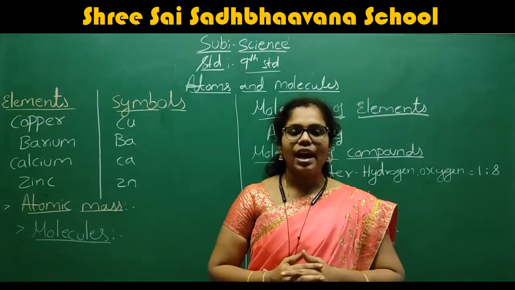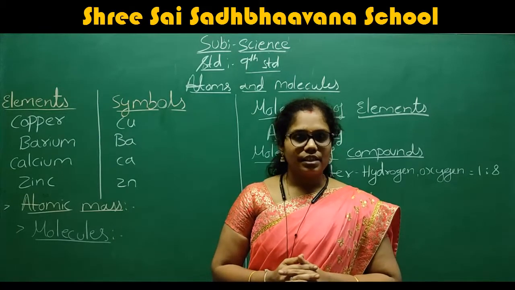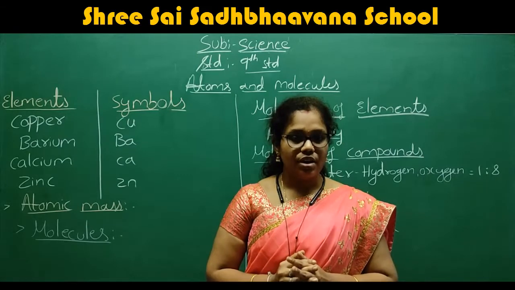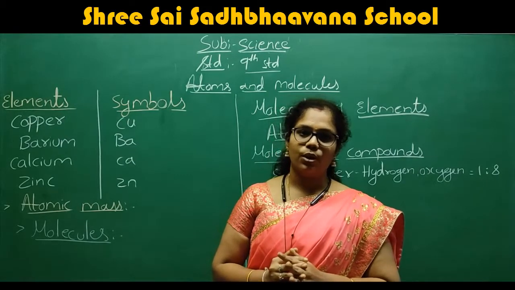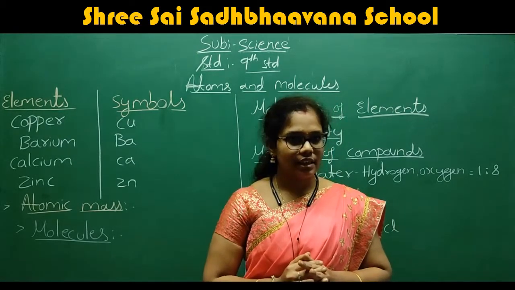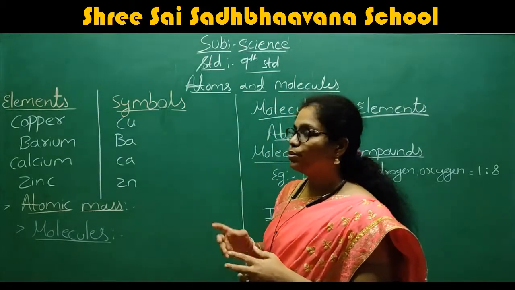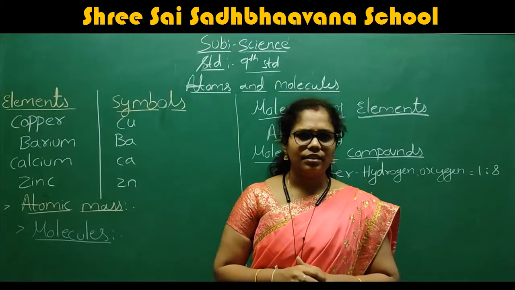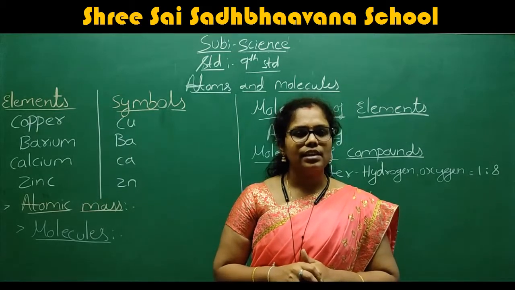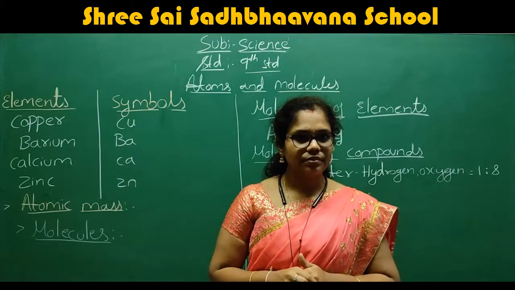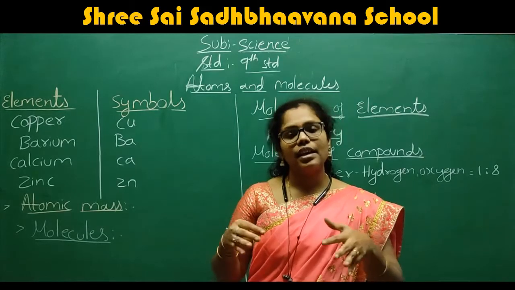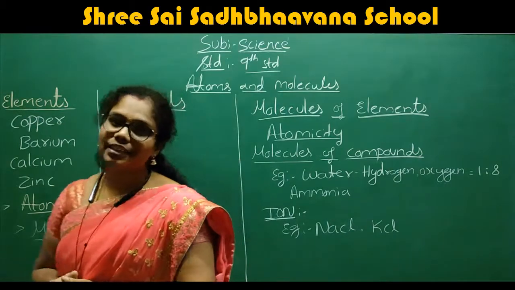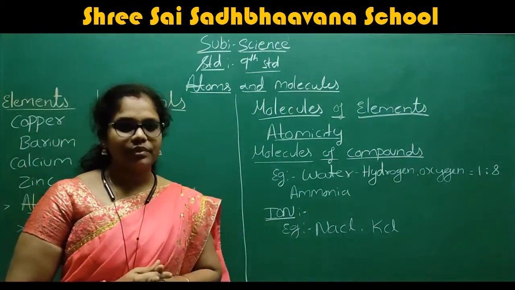If I ask you to tell the symbol of hydrogen, you will say H, oxygen O, sulfur S, copper Cu, magnesium Mg. Like that you are telling, right? How do you tell these symbols for the elements? There are certain rules given by the IUPAC to write the symbols of the elements.